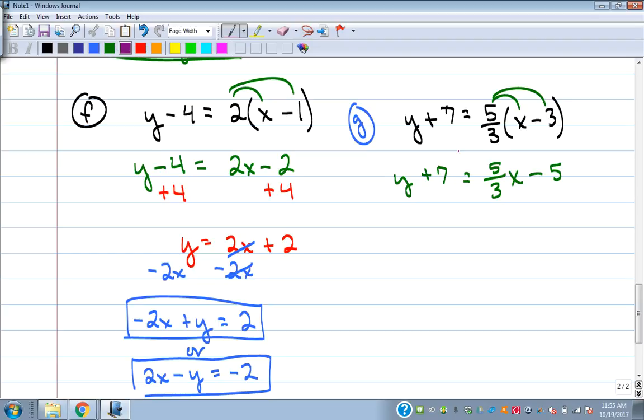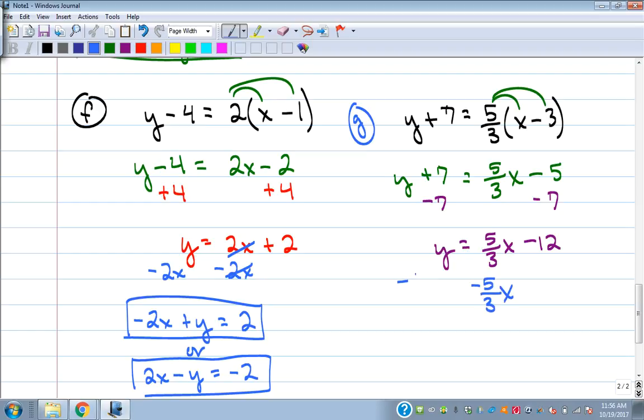Then what do? Subtract the 7 to get it into slope-intercept form. 5/3 x. What's negative 5 minus 7? Negative 12. So I only have one fraction in there to deal with once I get it into standard form. So what do I do to get it in standard form?